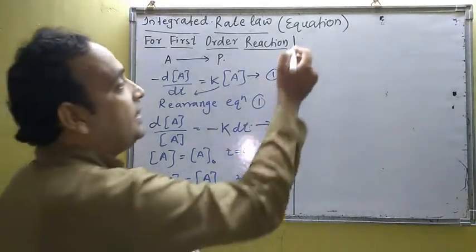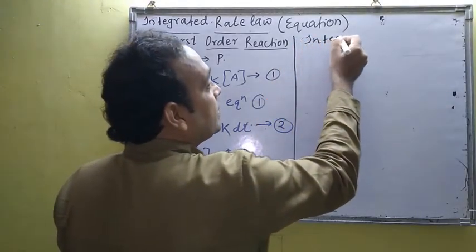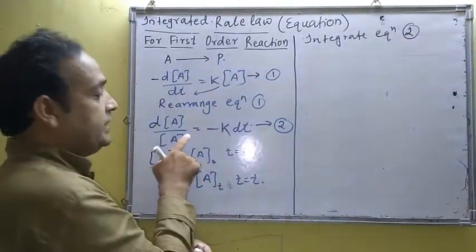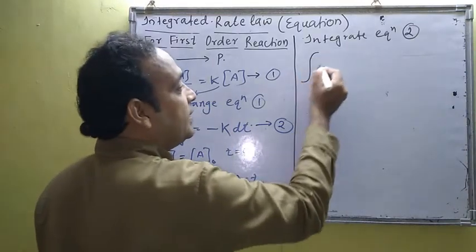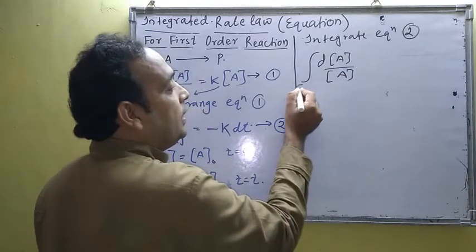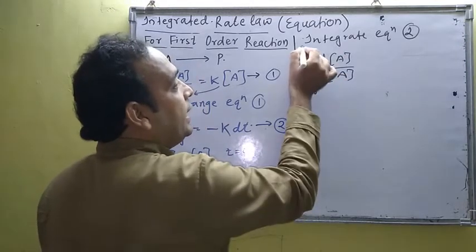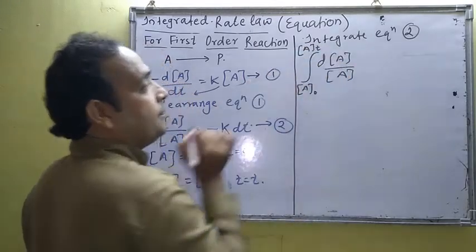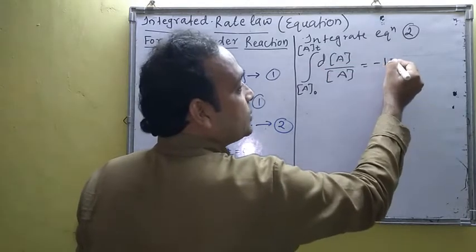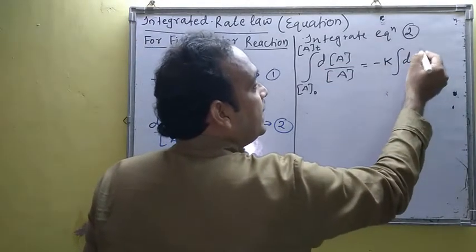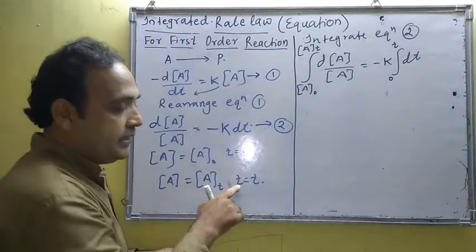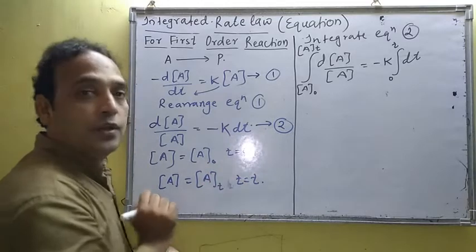So here we integrate equation number 2. We can write the integral of dA by A, where the lower limit is A0 and the upper limit is At, is equal to minus, integration is not possible for k, since k is constant, integration of dt, with upper limit t equal to t and lower limit t equal to 0.